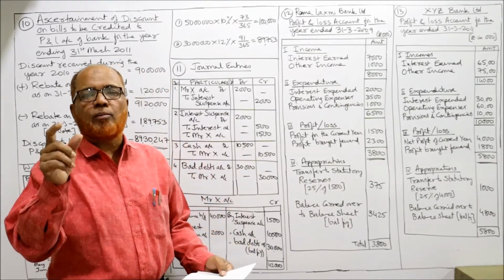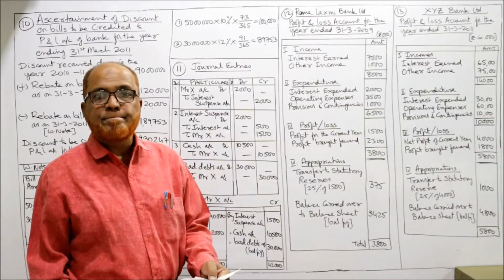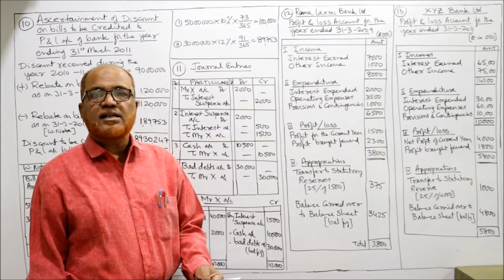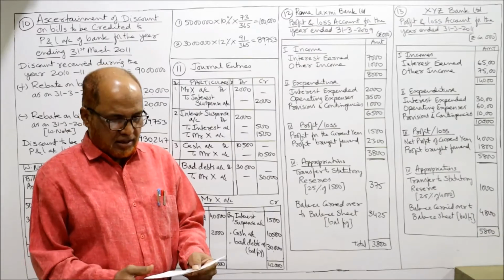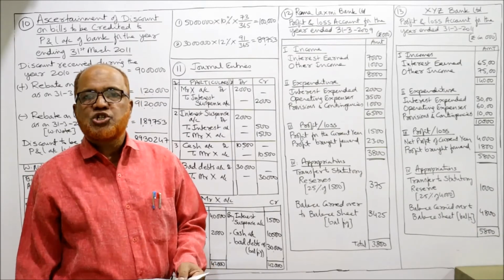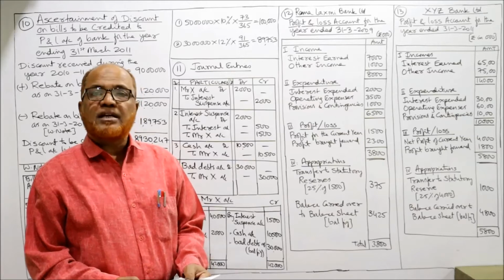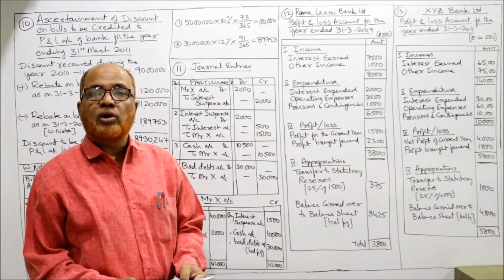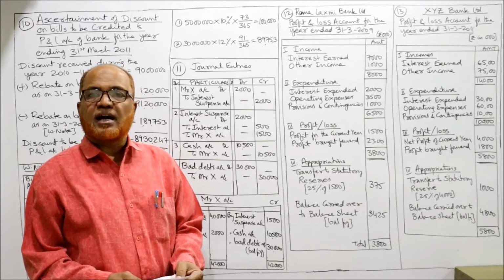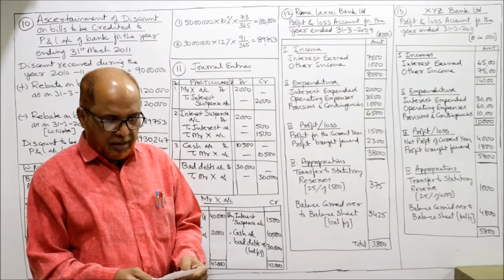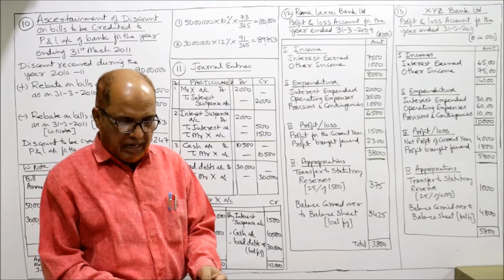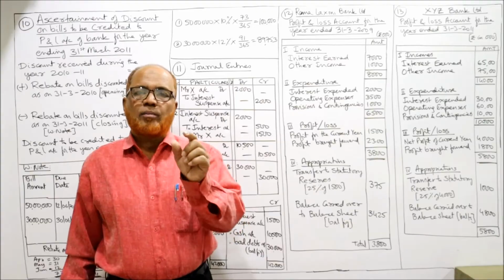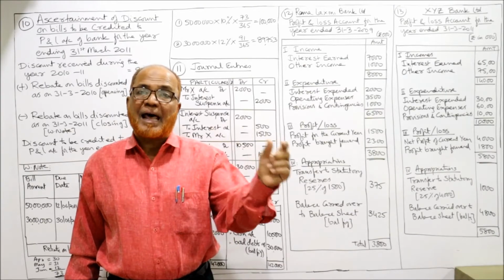Now we have to find out how much profit to be transferred to balance sheet. So interest earned, schedule number 13. Interest expended, schedule number 15. Operating expenses, schedule number 16. Other income, schedule number 14. Provisions and contingencies, no schedule. And balance of profit brought forward from last year. This is the information given. Ultimately we have to find out how much profit to be transferred to balance sheet.